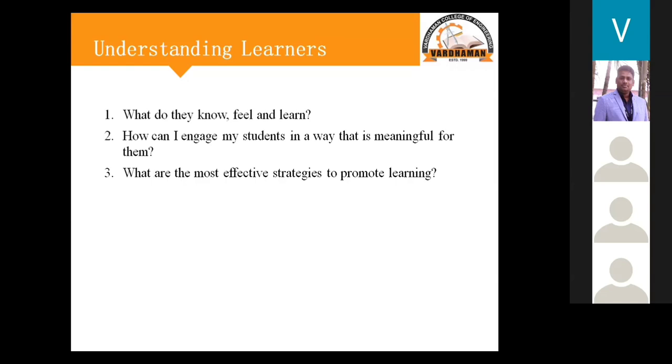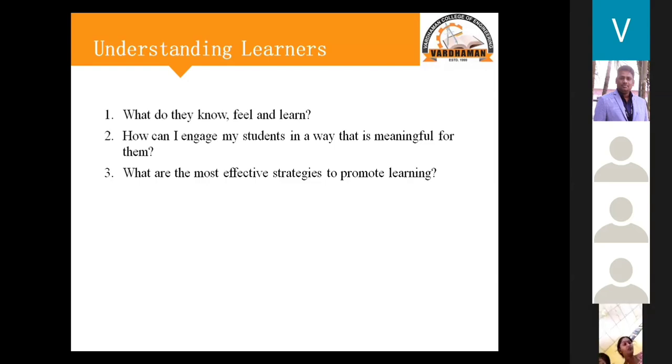And the next question is, how can I engage my students in a way that is meaningful for them, where the students do not feel bored, where the students do not feel that we are speaking something which is an overhead transmission? This engagement is very much required. And then the third question speaks about what are the most effective strategies to promote learning. So how do we engage them? What are the techniques we have to use? What are the strategies we have to use within the classroom or outside the classroom so that we can actually engage the students? So these are the three basic questions which give us clarity on understanding what exactly a learner is.